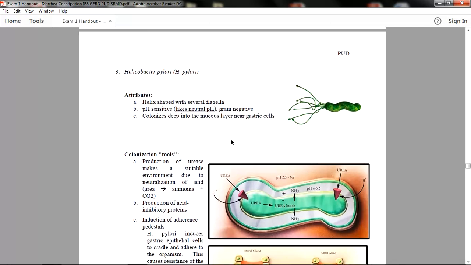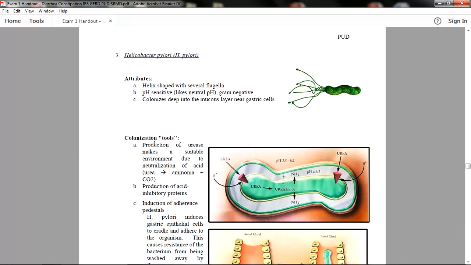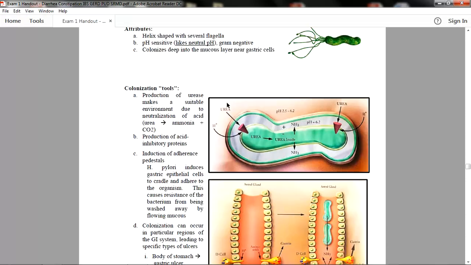H. pylori, very commonly found in the human stomach, okay, and a lot of other animals as well, a lot of mammals. Again, it's helix-shaped, has several flagella, is pH sensitive, likes neutral pH, and colonizes deep into the mucus layer near the gastric cells. I've actually read reports and articles that indicate that H. pylori can supposedly almost function like a corkscrew to kind of drill into the mucus layer and then get into the actual cells and damage the cells. So it seems to be kind of nasty in a sense.